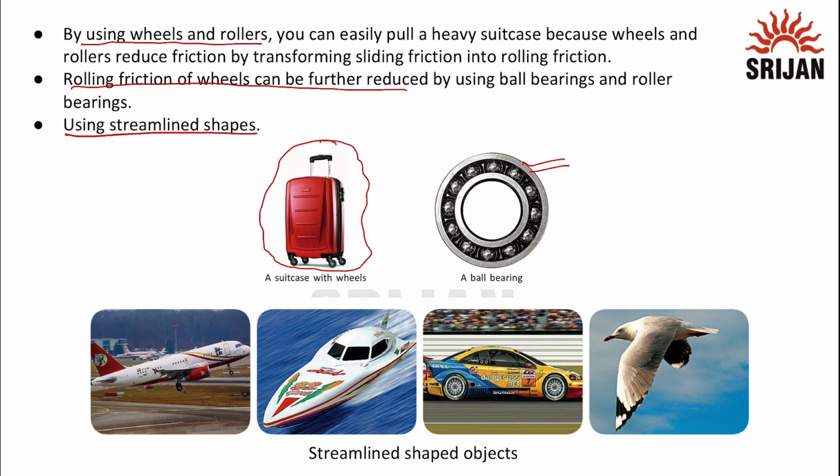Using streamlined shapes: you must have seen the shape of a bird or an aeroplane. Why do they have a pointed shape at both ends? This is due to the streamlined shape. This particular shape is known as streamlined, and it is made on a very special basis to reduce air resistance and friction so that they can fly smoothly and efficiently.